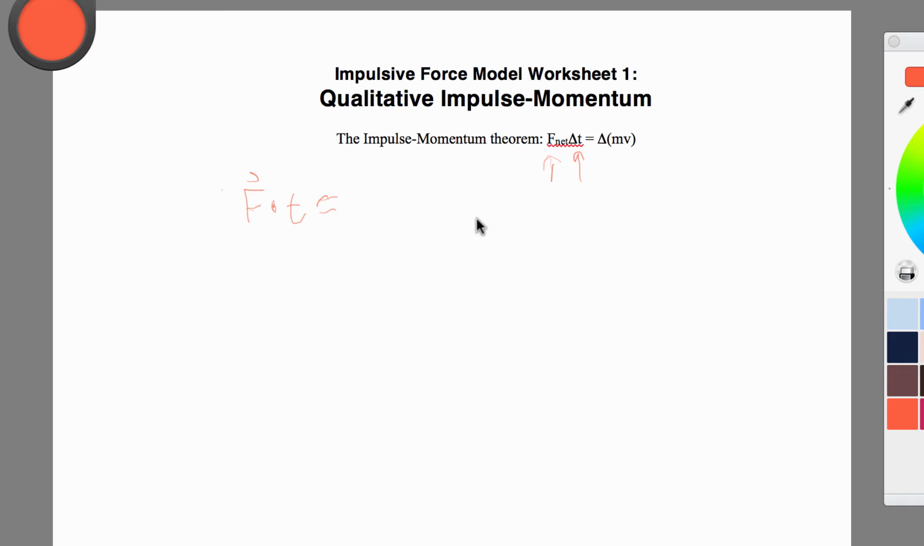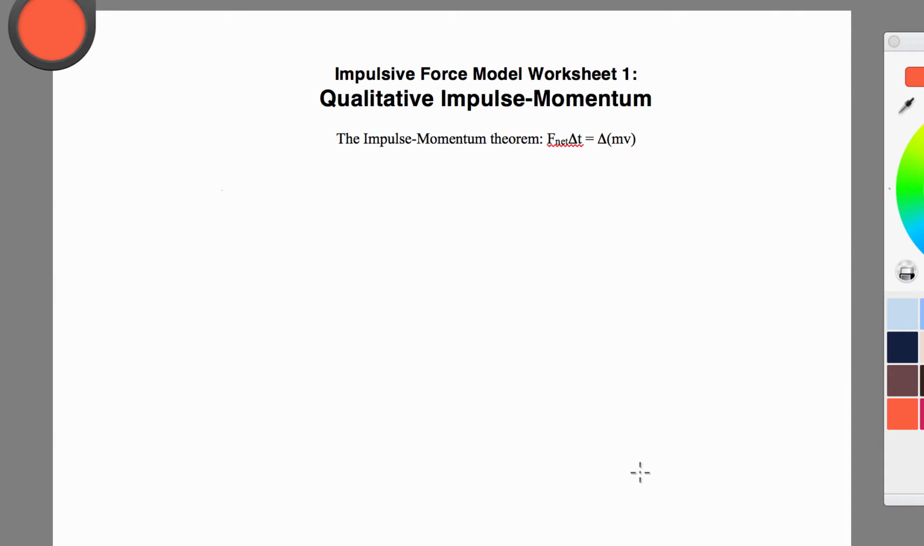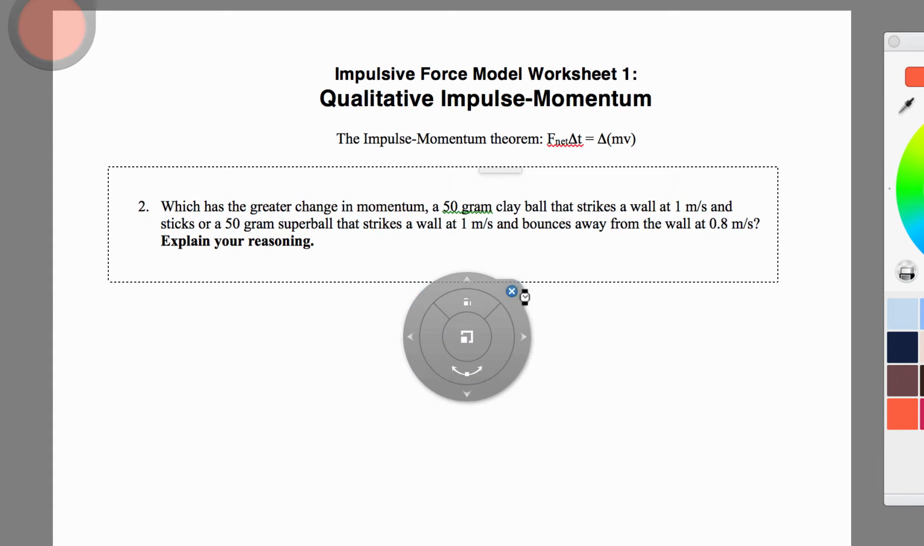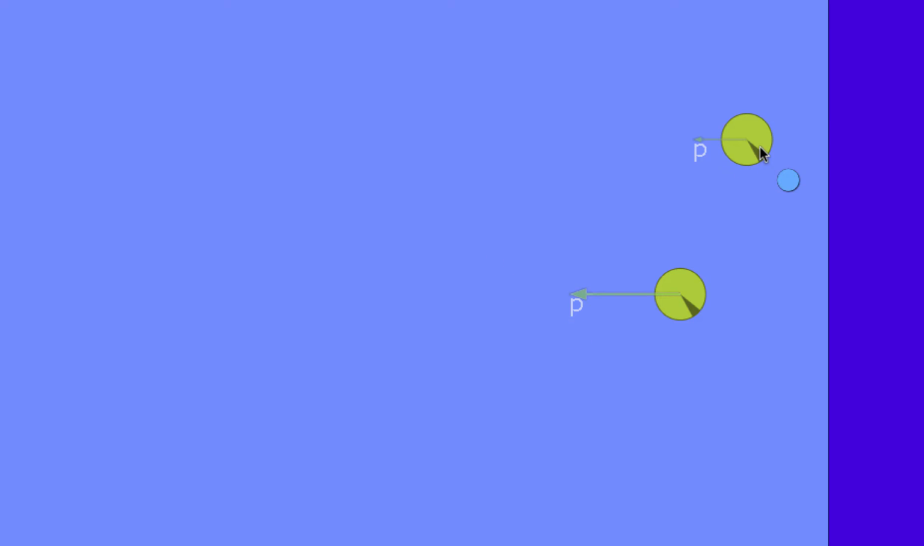So let's look at the first problem. The first problem I'm going to talk about here is number 2. I'm going to paste it into my sketchbook. Before we do this, I'm going to basically show you both situations in my simulation algorithm. This program is not great at letting me do both at the same time, but I'm going to show you the first situation first.